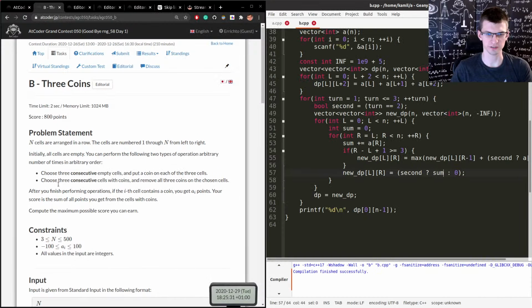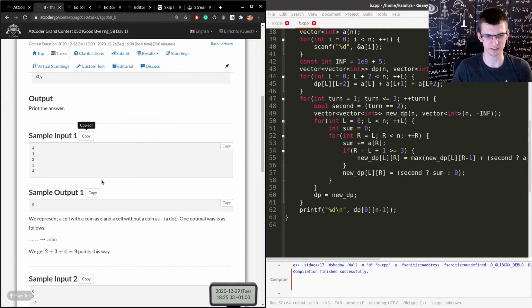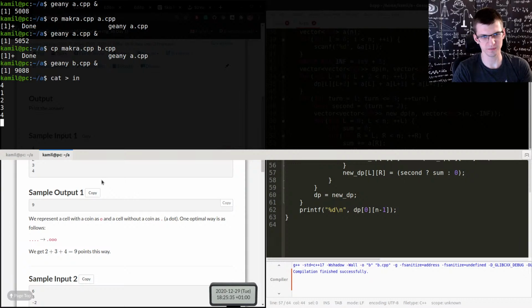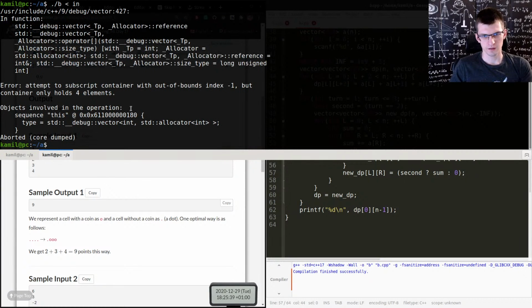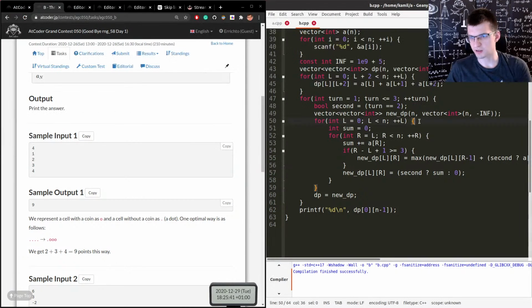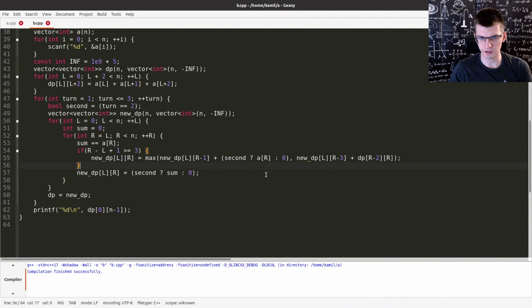I hope it works, but I actually doubt it. It would be too easy. Right, out of bounds, -1. Where do I access -1? Here? There? Yes, here. If L is 0 and R is 2, then this is satisfied. But this is the interval from L to R -1. That's bad.